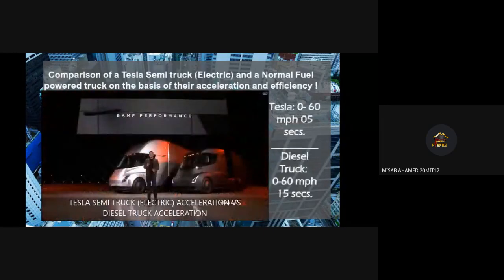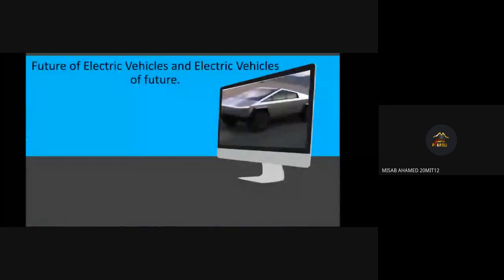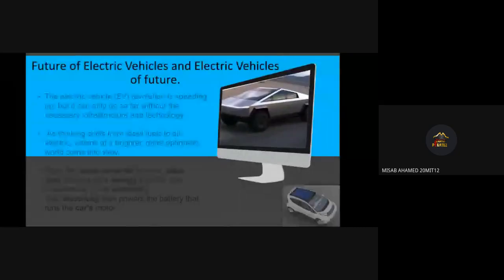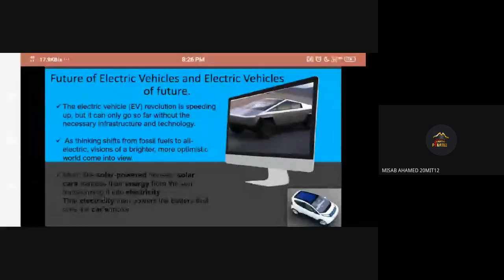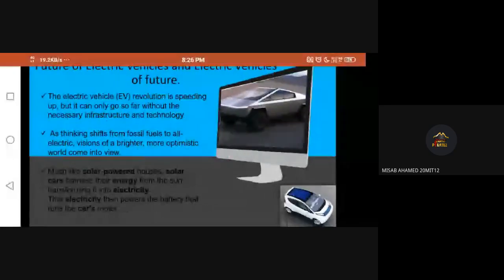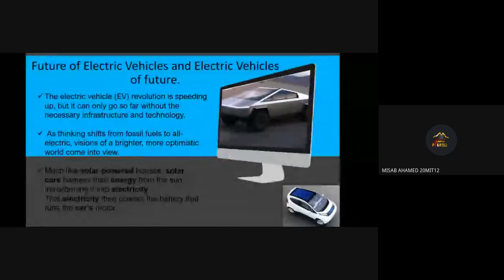Now let's talk about the future with these electric vehicles. The revolution of electric vehicles is speeding up, but it can only go so far without the necessary infrastructure and technology. When we think about the shift from fossil fuels to all electric, we can already imagine a brighter, more optimistic, eco-friendly future. Imagine how much better our life can be. And also, there are solar vehicles in which the main fuel is from the sun, which is of no expense for all of us.